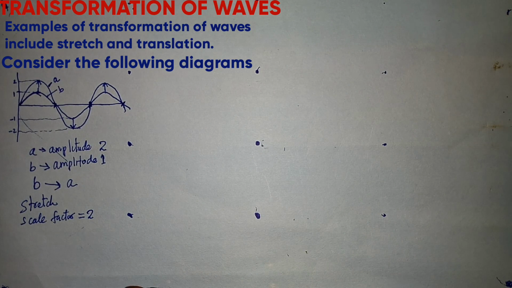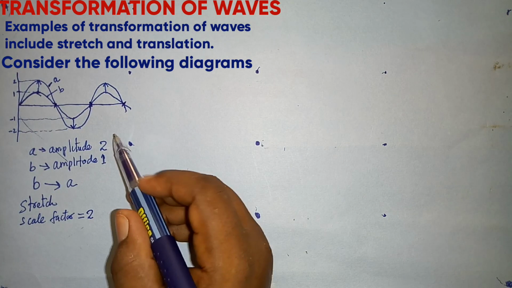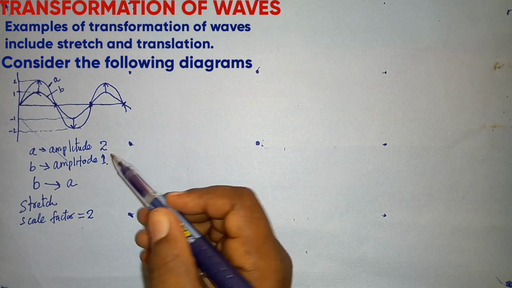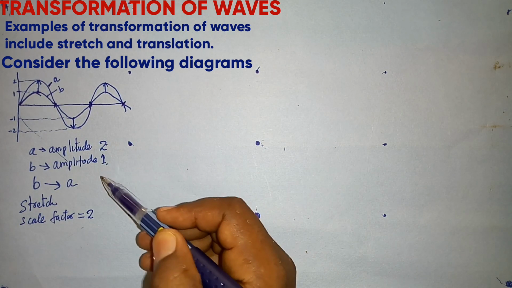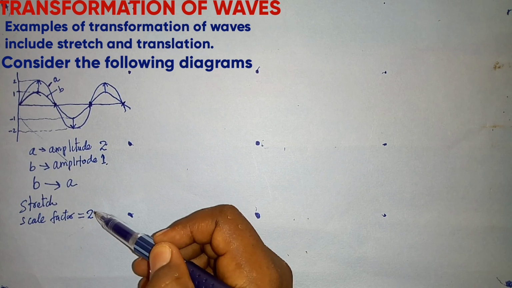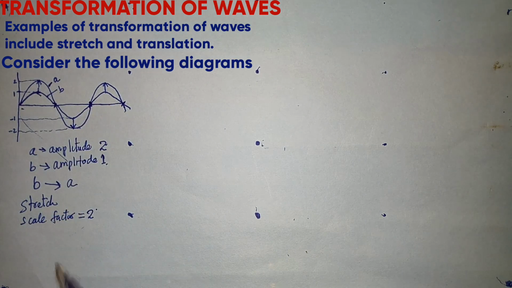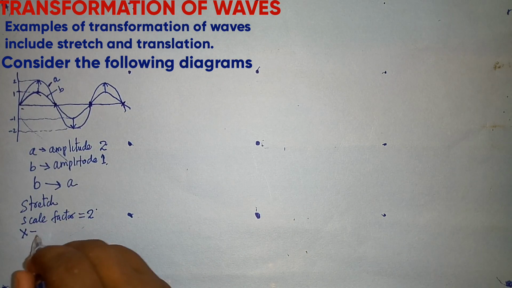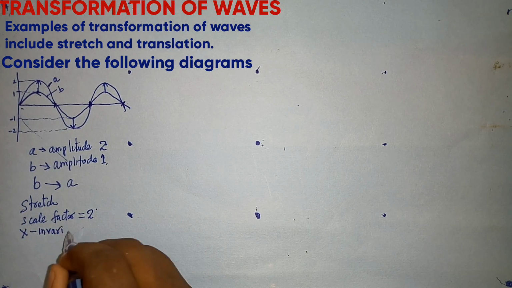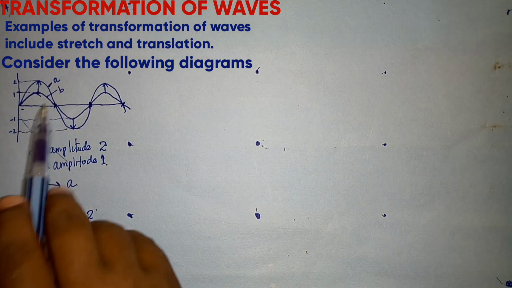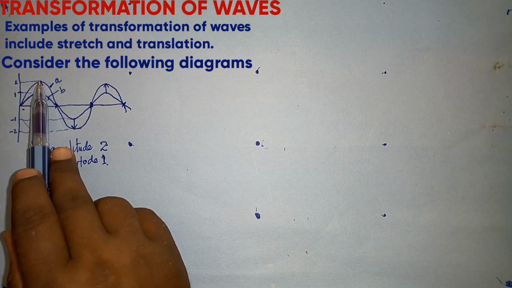How do you get the scale factor 2? Scale factor 2 can be gotten from the amplitude of A divided by the amplitude of B. The amplitude of A is 2 and the amplitude of B is 1. So 2 divided by 1, we get 2. Therefore, we say the values of the x-axis are not changing, so we say x-axis invariant. By doing so, we have described the transformation which maps wave B onto wave A.